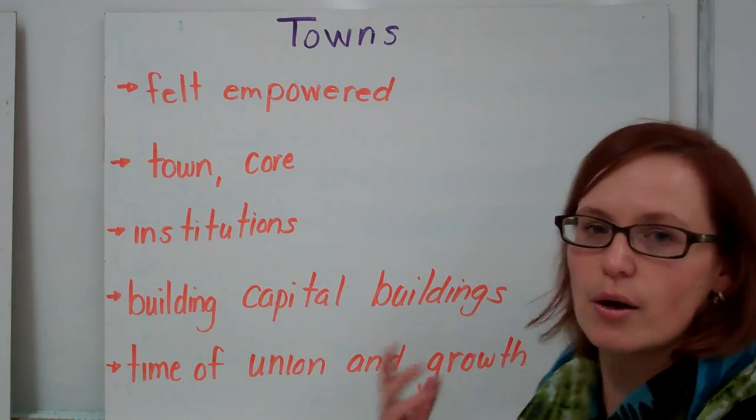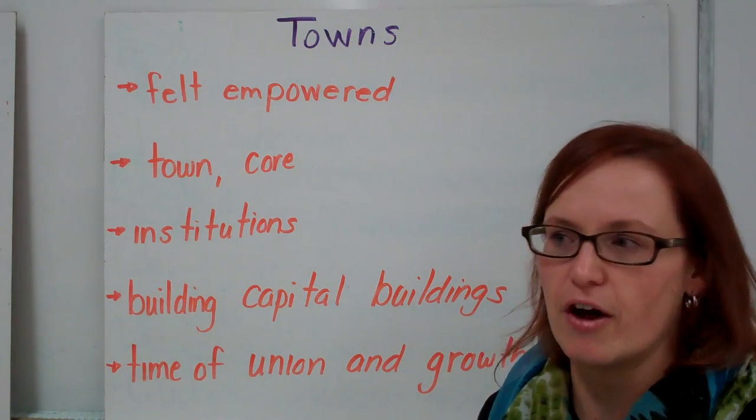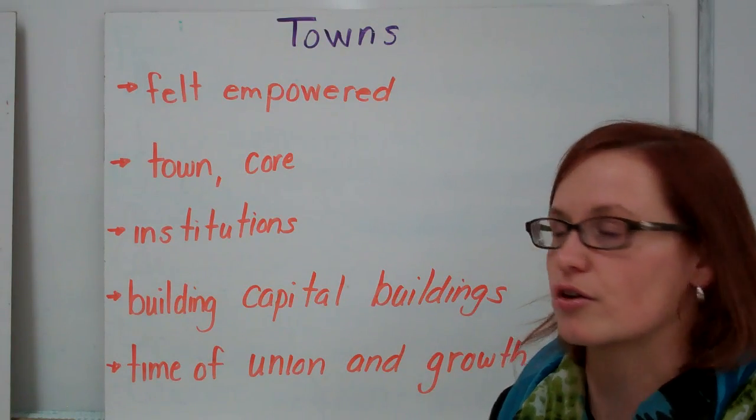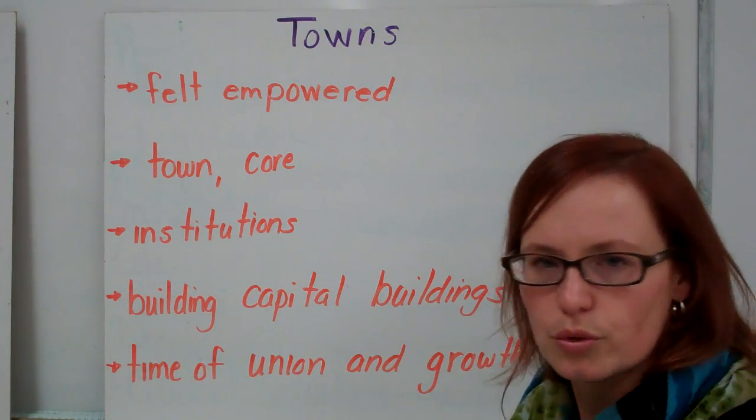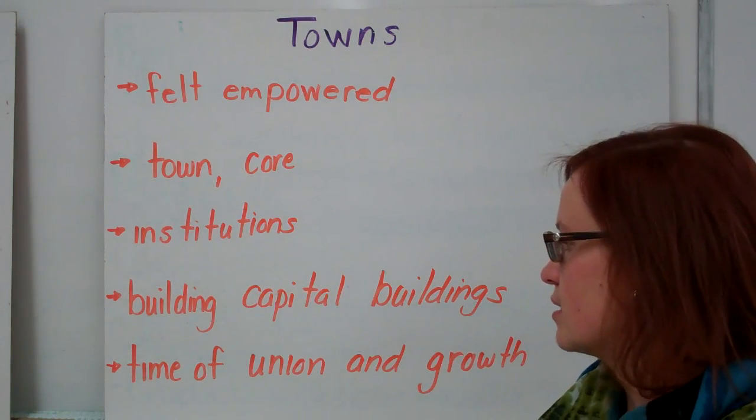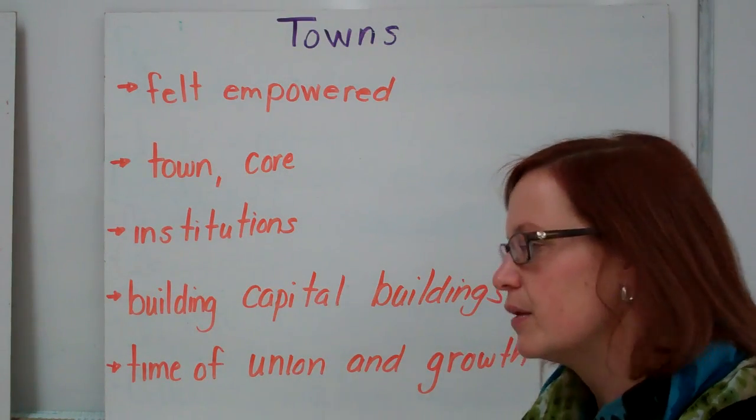So emergence of towns happened. With their own separate governments, they felt empowered, and they felt that they could really make decisions and that they could start to develop and expand their communities. So they started to establish courts and schools and hospitals and things like that. And so those institutional buildings. They also started to create a capital building in Upper and Lower Canada.